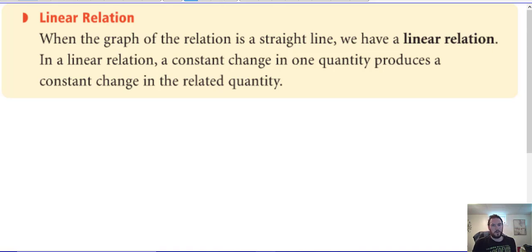But before we do, let's quickly look at the written definition of a linear relation. When the graph of the relation is a straight line, we have a linear relation. Again, this should be relatively straightforward because the first 4 letters are the word line. In a linear relation, a constant change in one quantity produces a constant change in the related quantity.